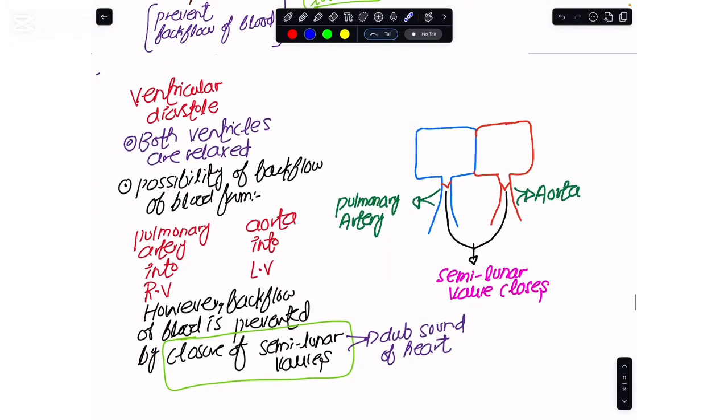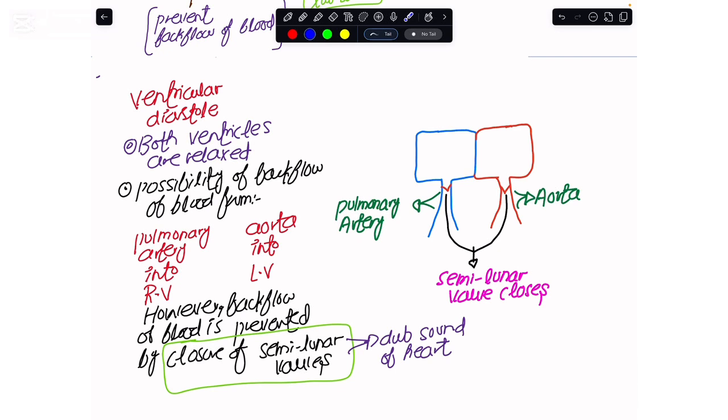Now, moving onward, when we consider ventricular diastole, the right ventricle and the left ventricle, both these chambers of the heart, relax at the same time. When these ventricles relax, there is a possibility that the blood can backflow from the pulmonary artery into the right ventricle and from the aorta into the left ventricle, but this is prevented by the closure of these semilunar valves. When the semilunar valves close during the ventricular diastole, the heart produces the second of its functional sounds, and that is the dub sound.